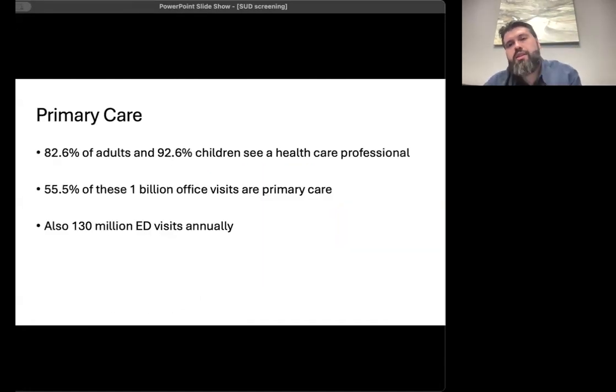Well, number one, I think it shows that this is pretty prevalent, and we're probably not catching all these people, right? Especially if they're not interested in treatment. It could be an opportunity to engage them a little bit better. And this topic is focused mostly on primary care, so people that would be performing screening for patients with substance use disorder or misuse. When you look at the primary care setting, about 82.6% of adults and 92% of children actually see a healthcare professional. 55% of these 1 billion office visits are actually for primary care, and there are about 130 million ED visits annually. So if you had to pick a place to screen someone, I think these settings are an ideal way to do so.